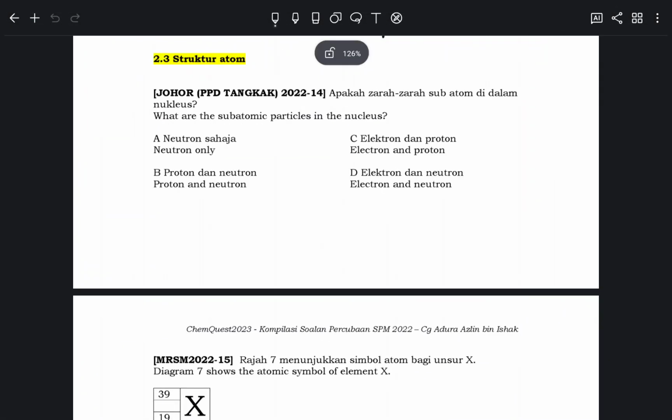What are the subatomic particles in the nucleus? In the nucleus, I have neutron only, correct? Neutron in the nucleus, proton and neutron also correct. Electron and proton is wrong because electron is in shells. Electron and neutron is also wrong because electron is in shells. So between A and B, what is the correct answer?